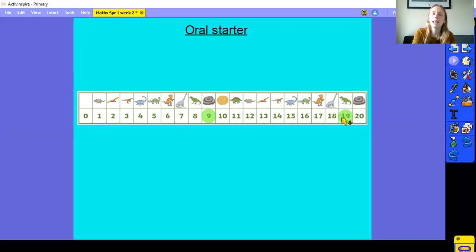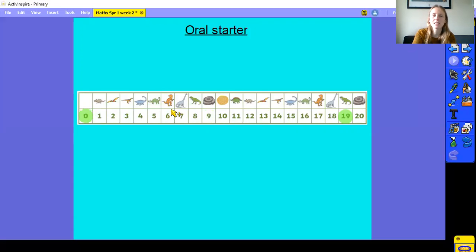This time, let's count backwards. That means our numbers are going to be getting smaller. Let's start with our biggest number, and that is 19. Off we go. 19, 18, 17, 16, 15, 14, 13, 12, 11, 10, 9.